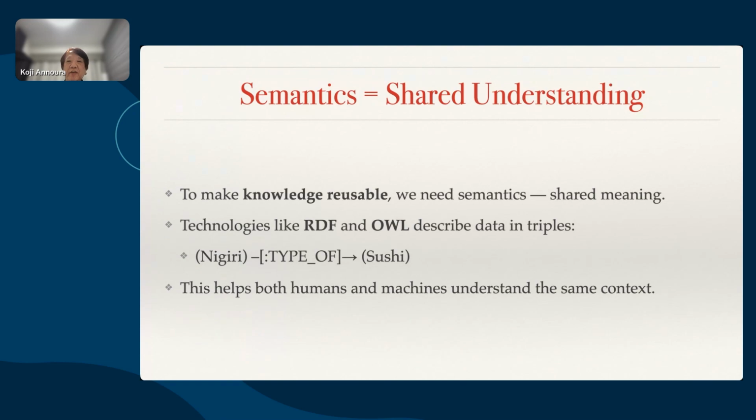Semantics means, I think, shared understanding. To make knowledge reusable, we need semantics, shared meaning. Technologies like RDF and OWL describe data in triples. Like this. This is like a Cypher query, but it's easy to understand. Nigiri, type of, sushi. This helps both humans and machines understand the same context.